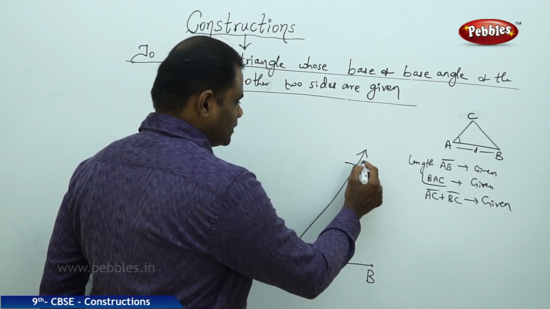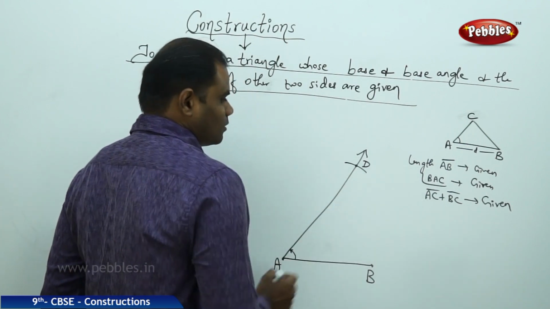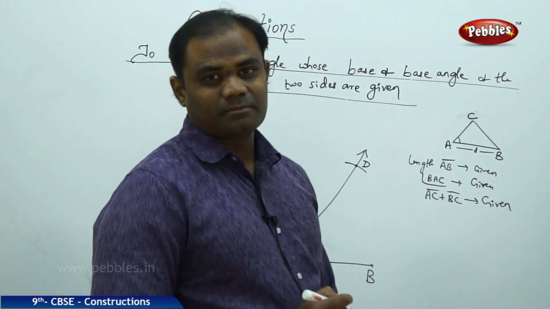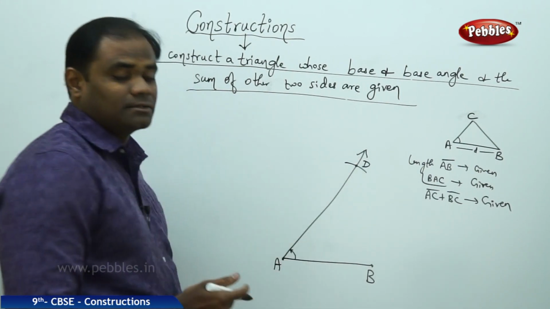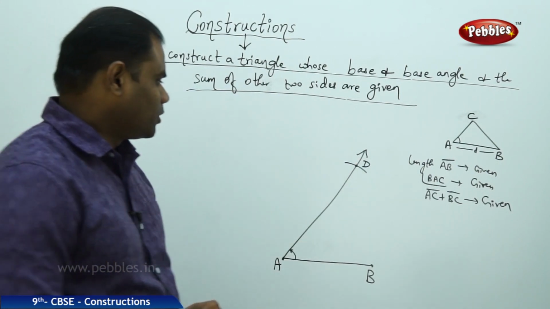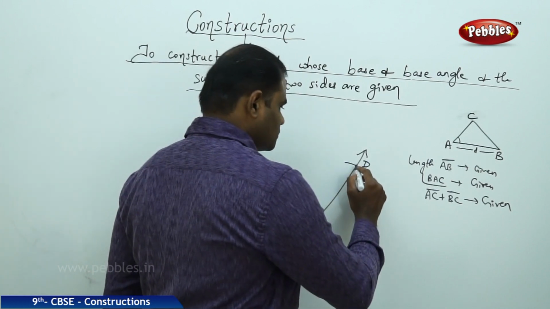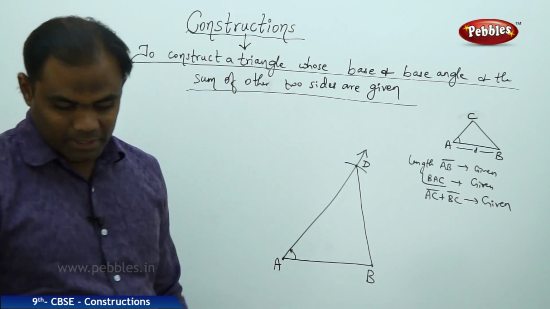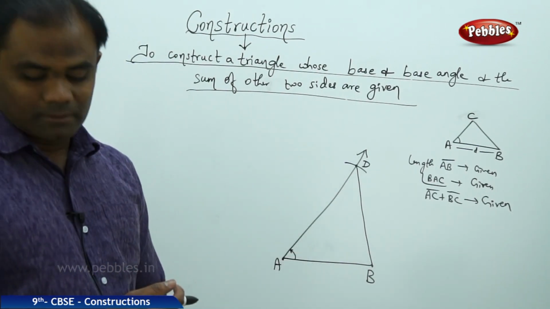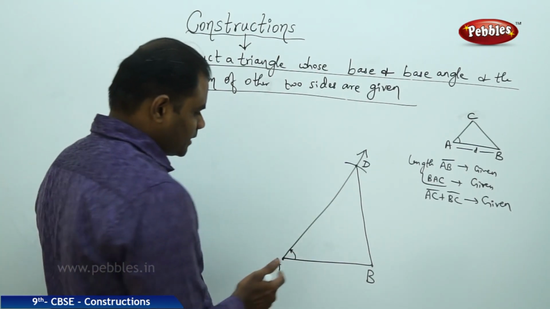So here I cut the arc with the distance of AC plus BC. That distance cuts an arc and it cuts this line at D. Then I join D to B. I just join the two lines from D to B. Then I take the angular bisector at B.